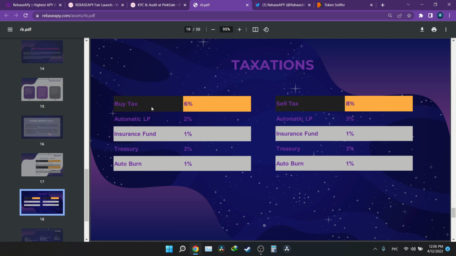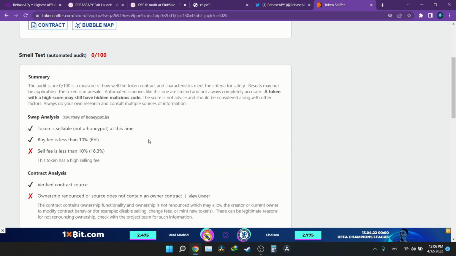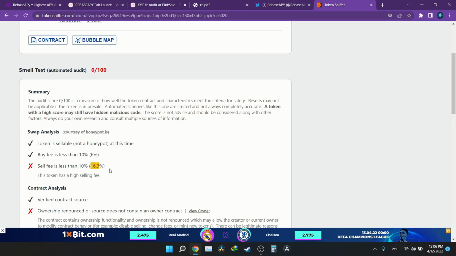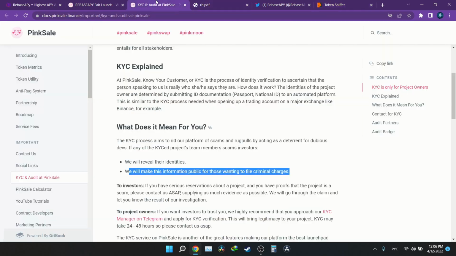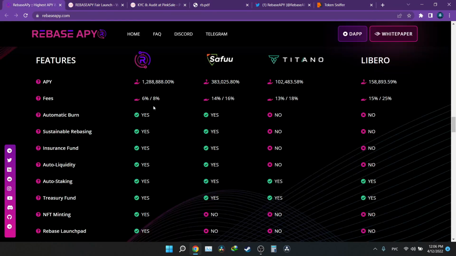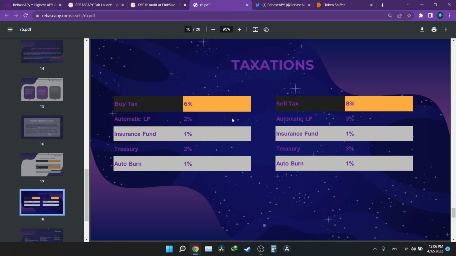As you see, the white paper says 6% for buying and 8% for selling. However, this is not right. If you go to Token Sniffer, it says 16%. So 16.3% for the selling fee, plus the taxes, I believe it's going to be around 18 to 20%. Actually, we need to set the slippage tolerance on PancakeSwap to 18 to 20% in order to sell it, instead of the 8% they're claiming on their webpage and in their tokenomics.